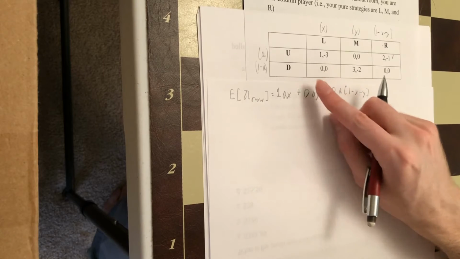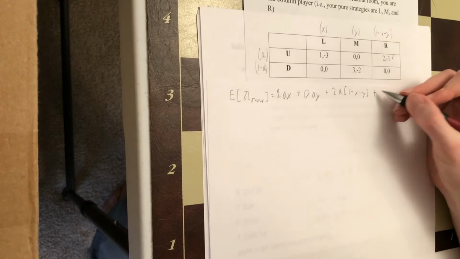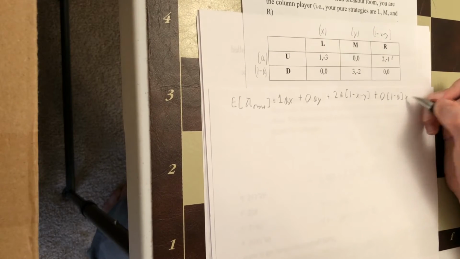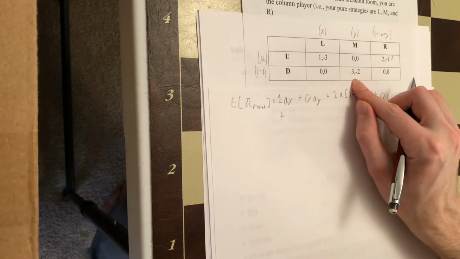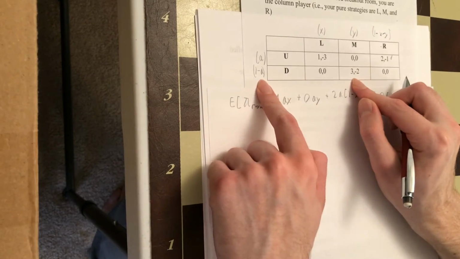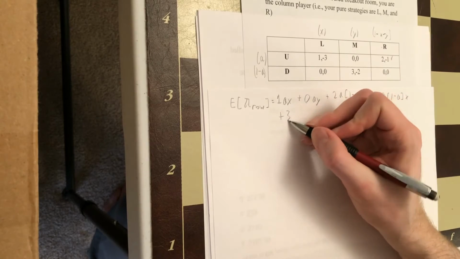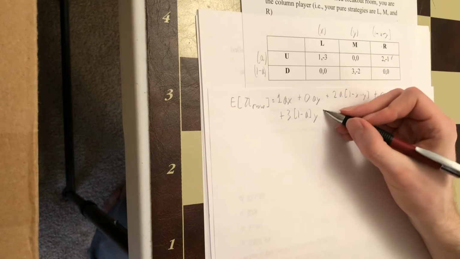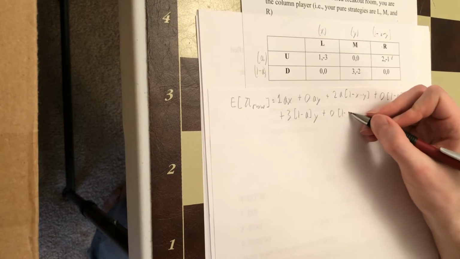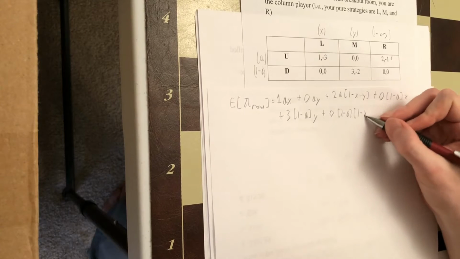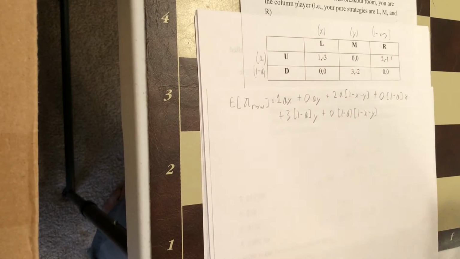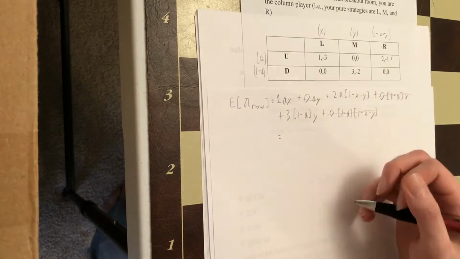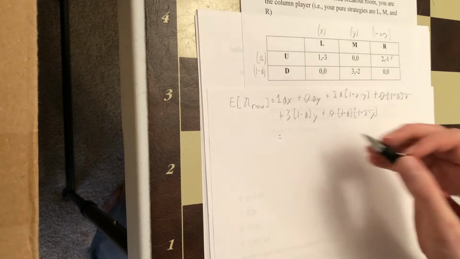We get 0 with probability 1 minus A times X. Three with probability 1 minus A times Y. And 0 with probability 1 minus A times 1 minus X minus Y. So all our stuff with zeros just cancels. So we're left with, well, 1 times AX is just AX.